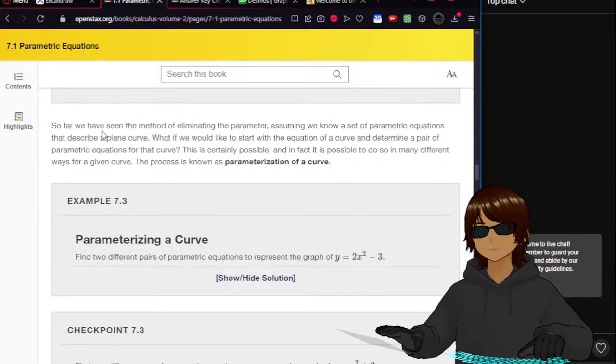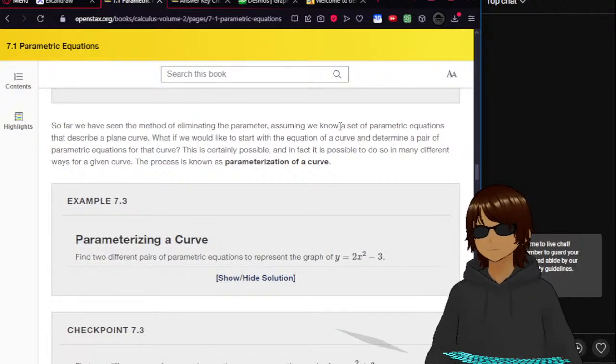So far, we have seen the method of eliminating the parameter, assuming we know a set of parametric equations that describe a plane curve. What if we would like to start with the equation of the curve and determine a pair of parametric equations for that curve? This is certainly possible, and in fact, it is possible to do so in many different ways for a given curve. This process is known as parameterization of a curve.